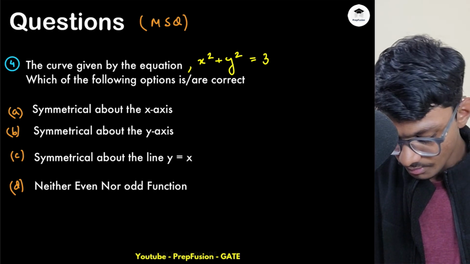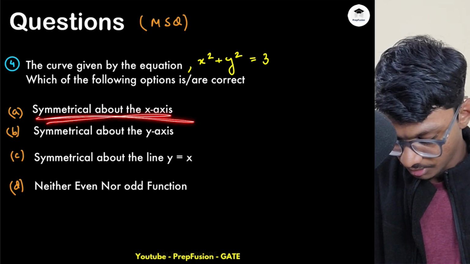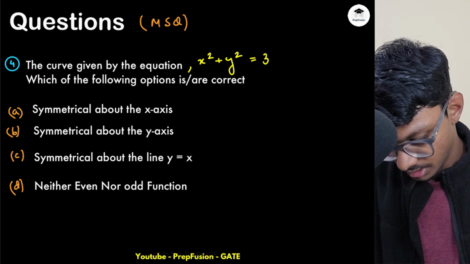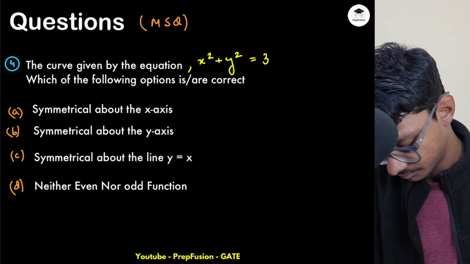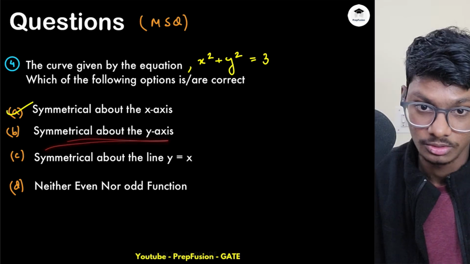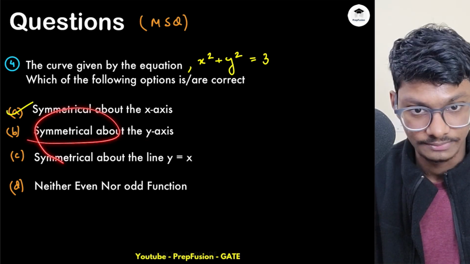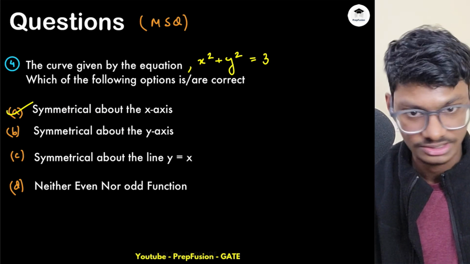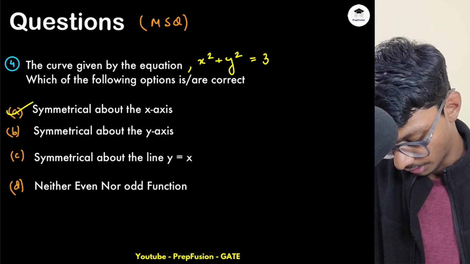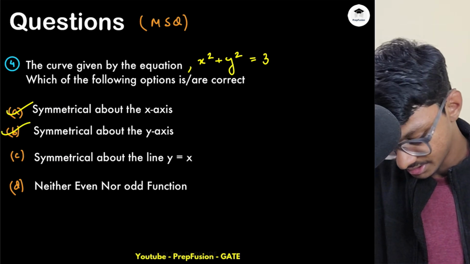Okay, so here it is symmetrical about the x-axis, which is true. Next, it is symmetrical about the y-axis. Is it really? If I replace x with minus x, it will be the same only, minus x whole square is x square only. So again, this is true. Again, it is symmetrical about the xy line.